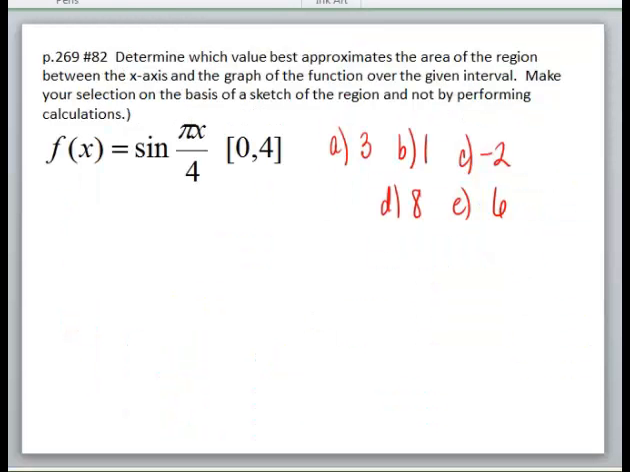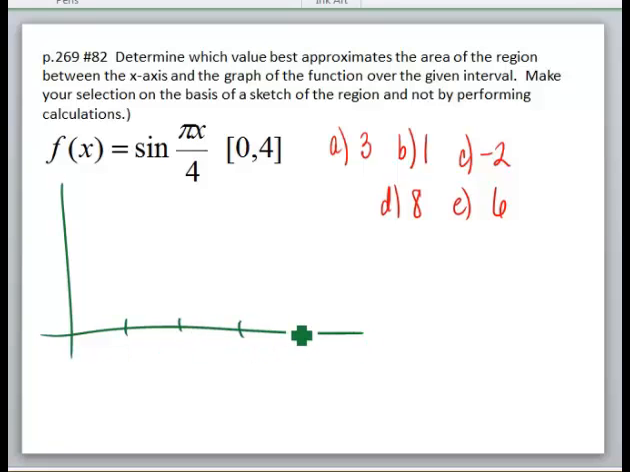In this problem it says determine which value best approximates the area under the region between the x-axis and the graph of the function over the given interval. Make your selection based on the sketch of the region, not by performing calculations. So this is multiple choice, and here are my multiple choice answers. I've got 3, 1, -2, 8, and 6 as possible solutions. What I need to do is sketch this graph from 0 to 4.